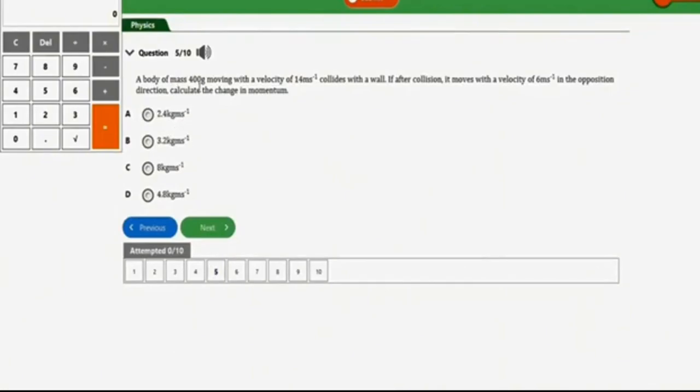It says a body of mass 400 grams moving with a velocity of 14 meters per second collides with a wall. If after collision it moves with a velocity of 6 meters per second in the opposite direction, calculate the change in momentum.